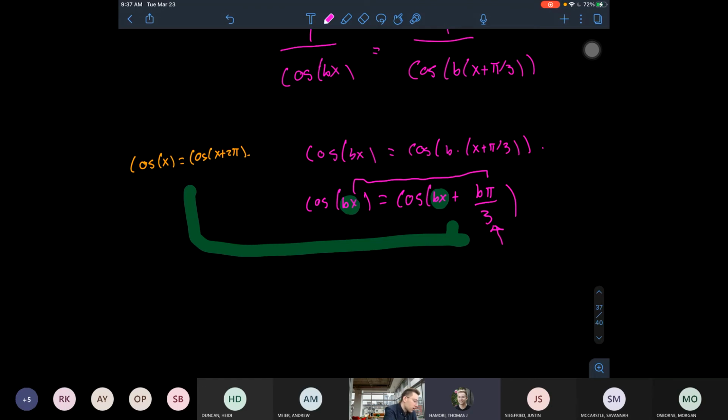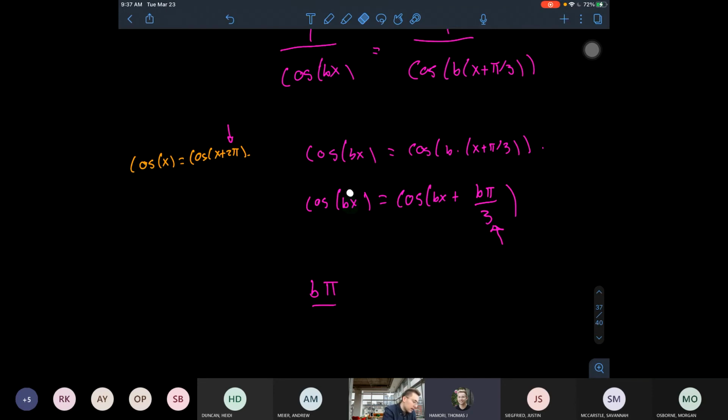Okay, and by virtue of the fact that cosine of x is 2 pi periodic, we should expect the following relationship to hold. This statement will always be true if b times pi over 3 is equal to 2 pi, because cosine is 2 pi periodic. Okay, so if we take some angle and then we add 2 pi to it, well, the cosine of that function will still stay the same.